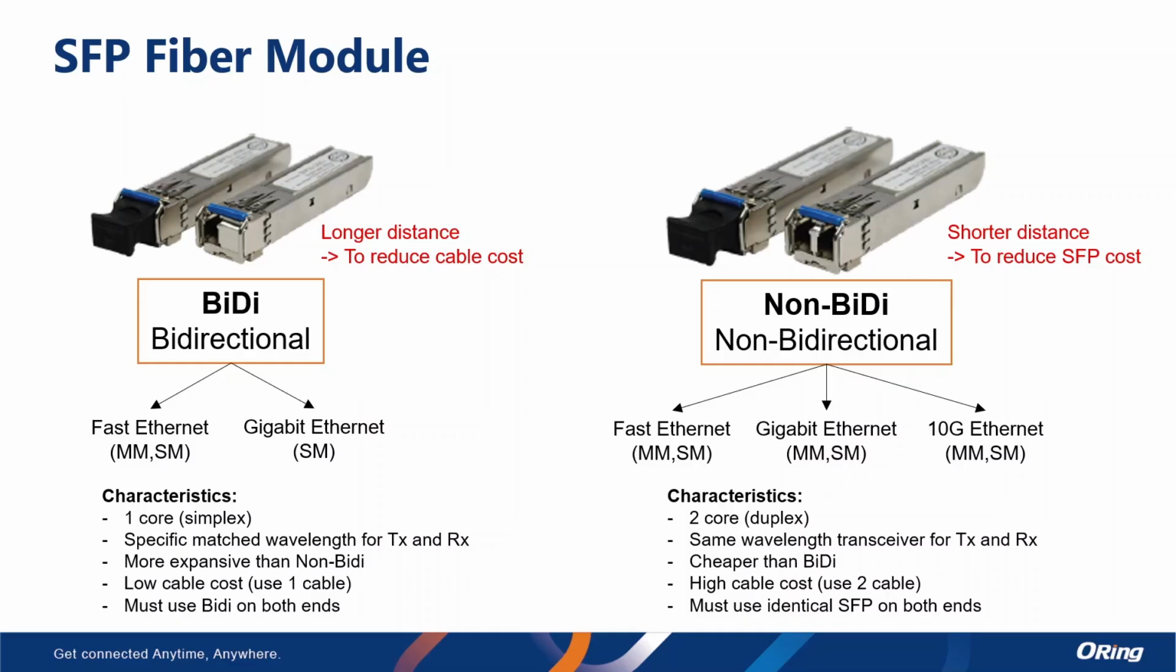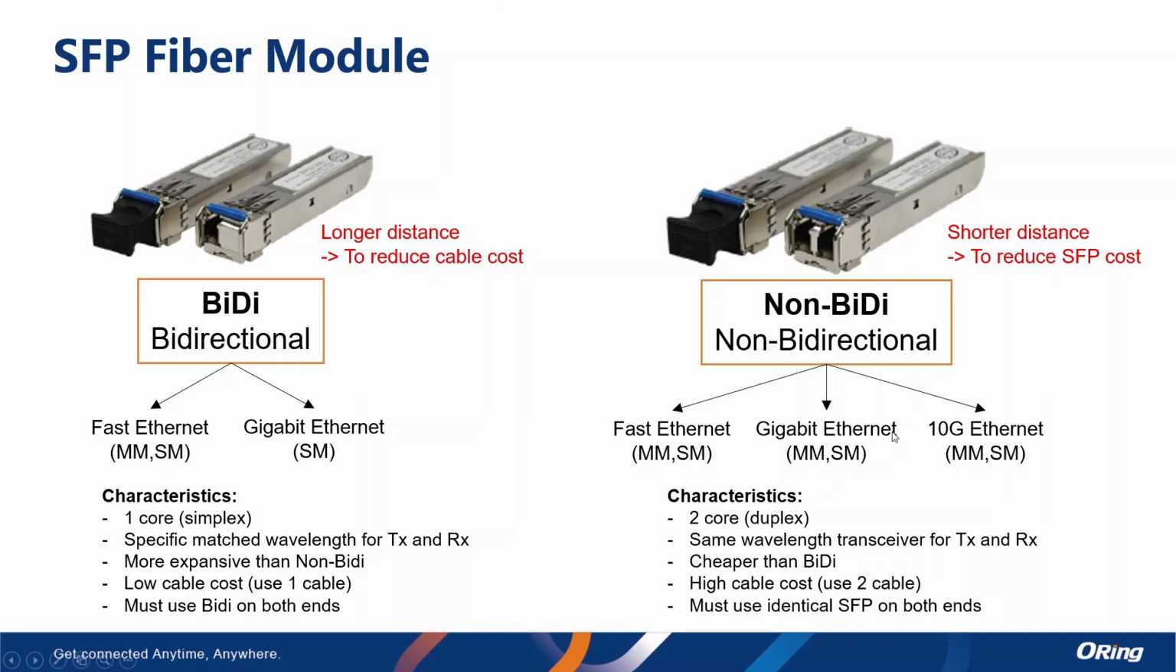However, it has a lower cable cost because it only uses one cable here, and you must use BD on both ends. So if switch A is using the BD SFP modules, switch B also needs to use the BD SFP modules.